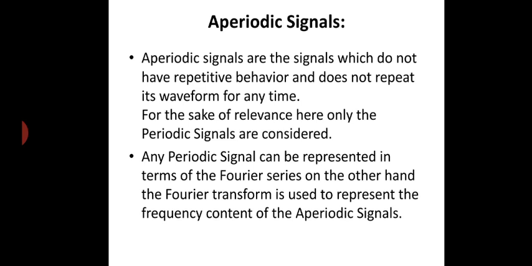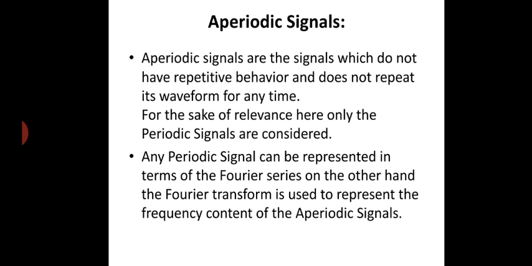Aperiodic signals are signals which do not have repetitive behavior and do not repeat their waveform at any time, that is sudden transients, ramp signals, spike signals and so on. These all occur at an instant and will not repeat. For the sake of relevance here, only periodic signals are considered. Aperiodic signals are dealt with by the Fourier transform, and any periodic signal can be represented in terms of a Fourier series.